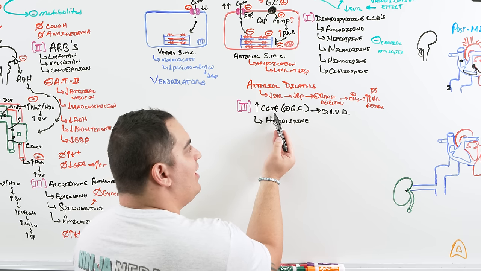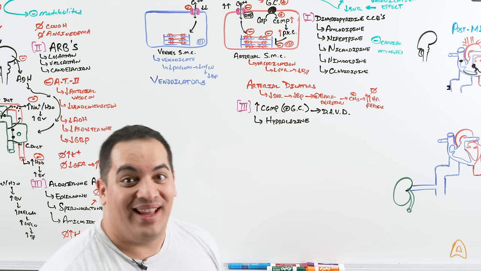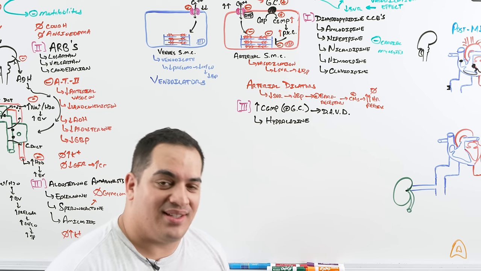And so hydralazine will work to actually cause, again, stimulation of guanylyl cyclase directly, increase cyclic GMP, increase protein kinase G, and then inhibit the arterial smooth muscle and cause it to relax. That'll cause arterial vasodilation, that'll cause decrease in resistance and decrease in blood pressure.